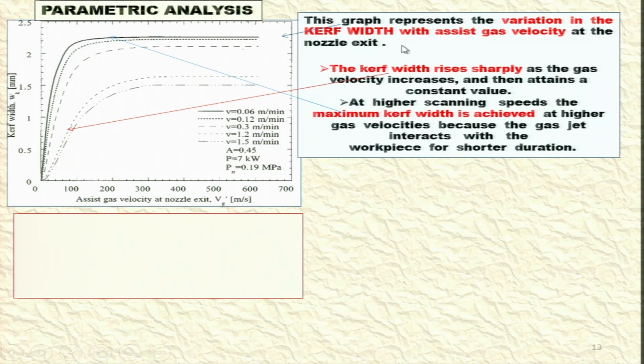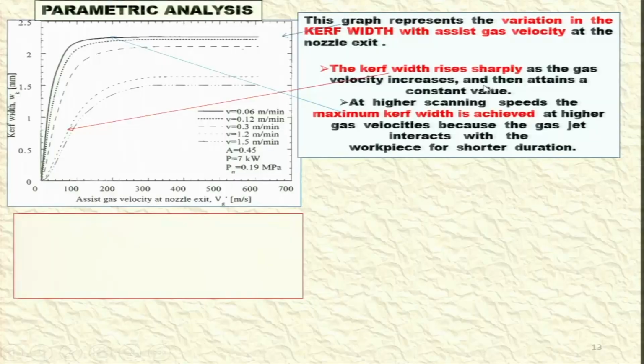This graph represents the variation in the kerf width with assist gas velocity. Kerf width is increasing up to a certain point, then after that there is almost no change. This graph represents the variation in the kerf width with assist gas velocity at the nozzle exit, and I have already explained what the kerf width is in the part 1 lecture. I can show you here again. See, this is the workpiece, and this is the machined area, then this is known as kerf width.